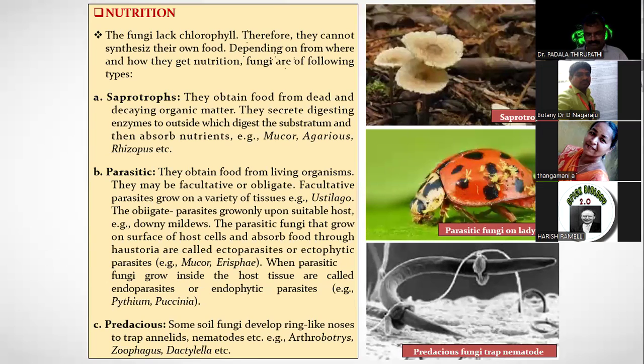Humidification of the soil is taking place because of saprophytes. Humidification, a question asked so many times. Humus, humidification. Scavengers, natural scavengers. Saprophytes are natural scavengers. They clean the environment. And you know the parasite.